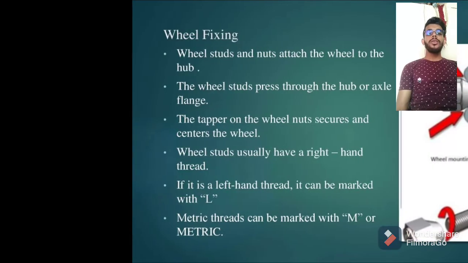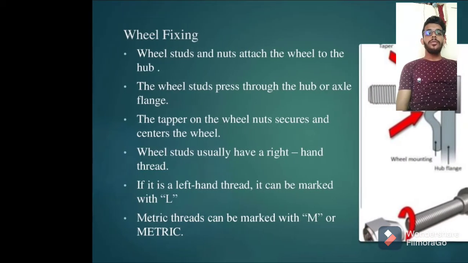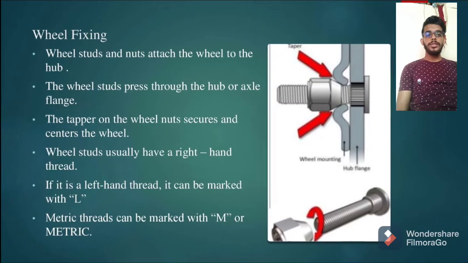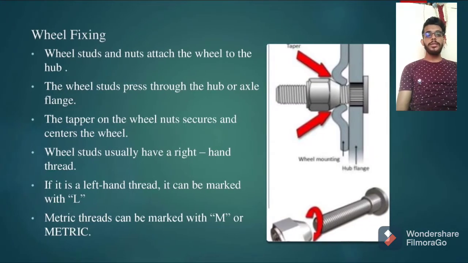Next point is wheel fixing. In this, wheel studs and nuts attach the wheels to the hub. The wheel studs press through the hub or axle flange, and the taper of the wheel nut screws and centers the wheels. Fourth point is the studs usually have a right hand thread, and fifth point, if it is a left hand thread it can be marked with L. Fifth point is metric thread can be marked with M or metric.